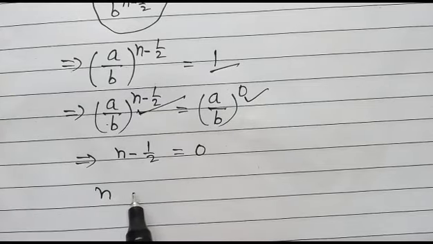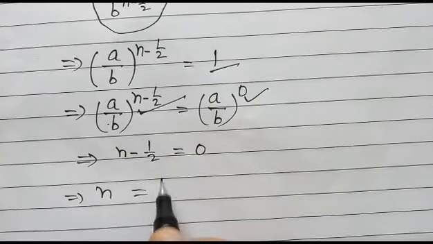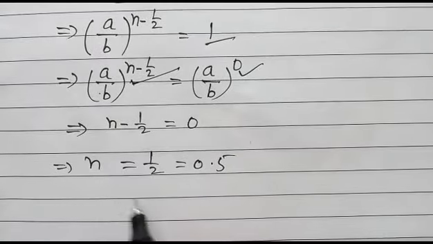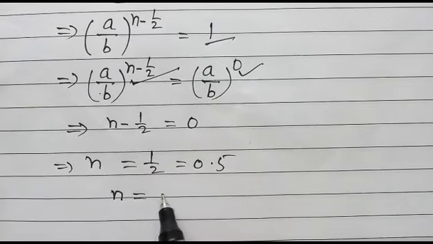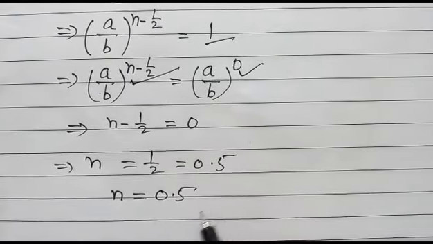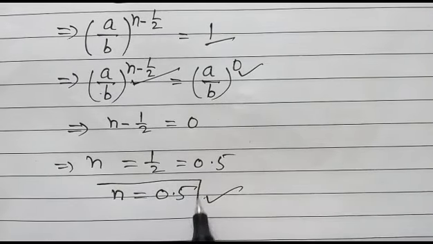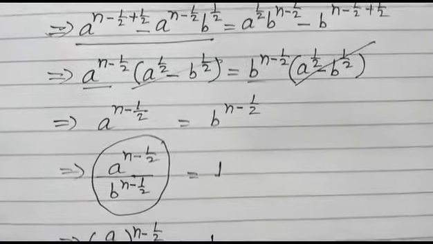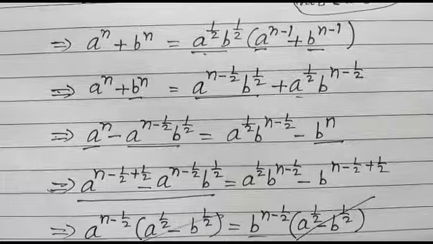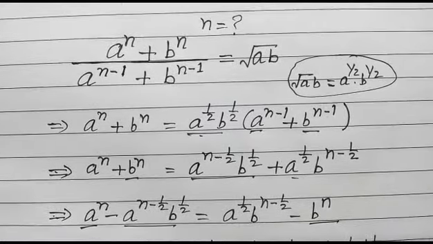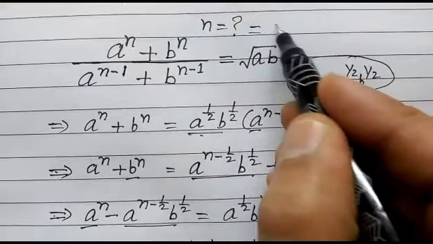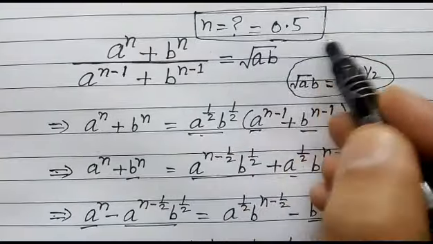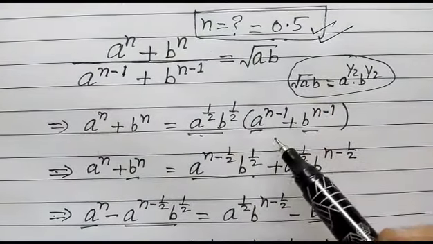N minus half is equal to 0, so n is equal to half, or 0.5. So n is equal to 0.5. This is our required result. So n is equal to 0.5. Okay friends, thank you.